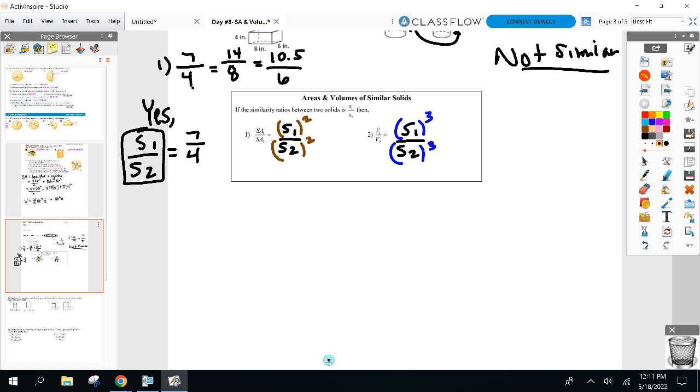Isn't this how we leave our units too? When we find the surface area and volume? Yeah, there's a reason why. Okay, there's a reason.